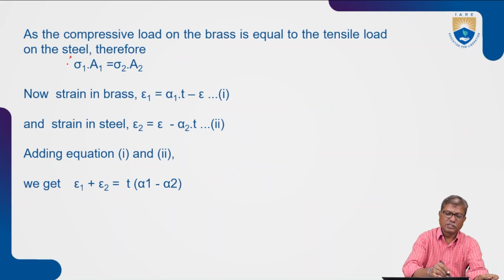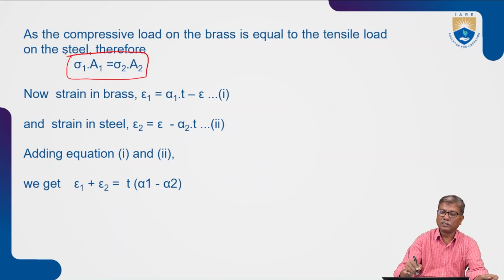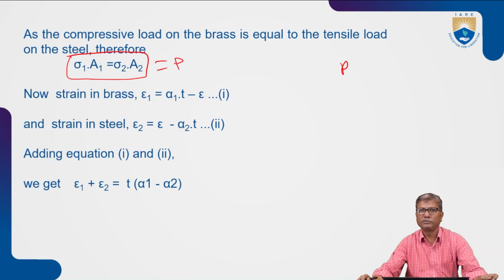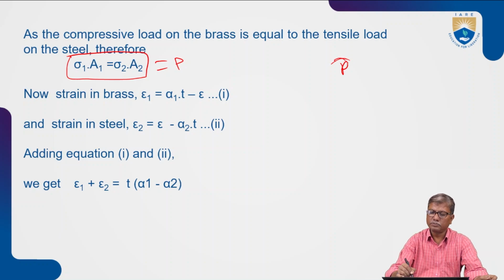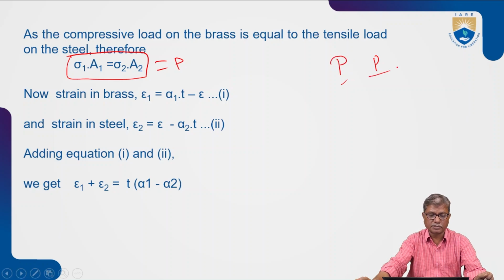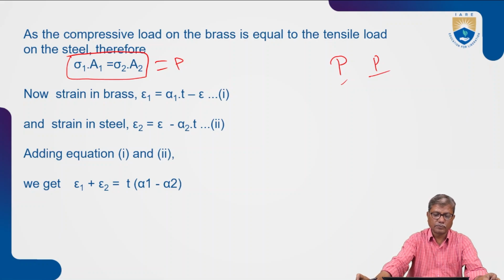So just now we have seen the condition sigma 1 A1, that is force P. This is equal to force P to which the materials are subjected. One is subjected to compressive force P, the other one is subjected to tensile force P. Equal and opposite forces. So sigma 1 A1 will be equal to sigma 2 A2.